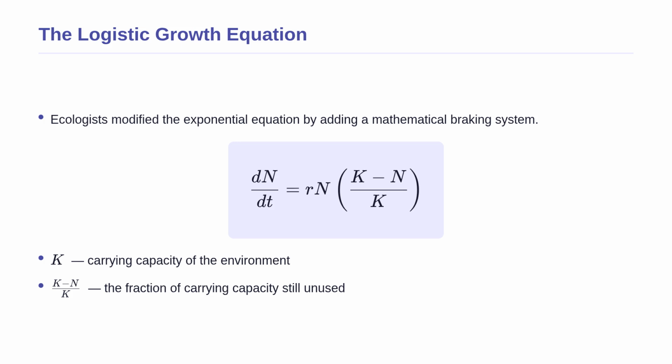This new term represents the fraction of the carrying capacity that is still unused and available for new individuals. When the population N is very small, this fraction is close to 1, allowing almost exponential growth. However, as N gets closer and closer to K, this fraction approaches 0. This forces the overall growth rate to slow down and eventually stop completely.